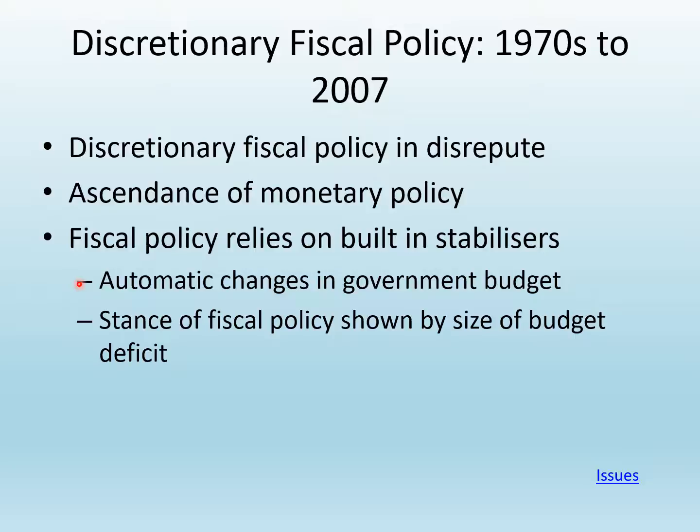The stance of fiscal policy, whether fiscal policy is expansionary or contractionary in the context of the built-in stabilizers, is then shown by the size of the budget deficit. So if the budget deficit increases, it will be read as stimulatory fiscal policy, stimulatory automatic built-in stabilizers. If the budget deficit was declining, it will be read as contractionary built-in stabilizers.